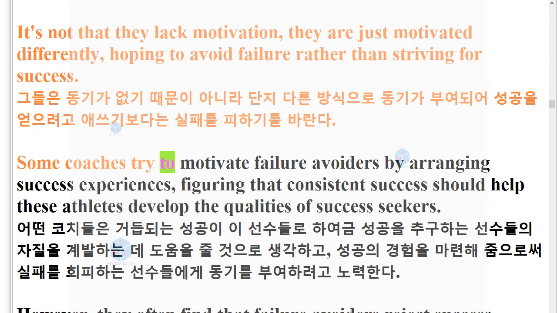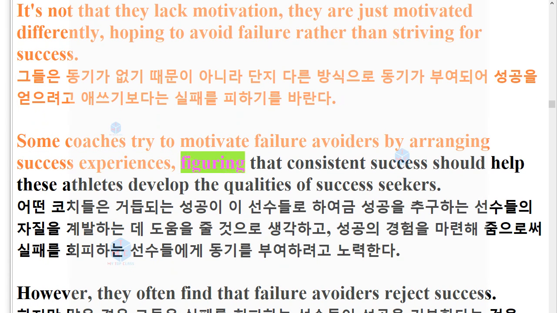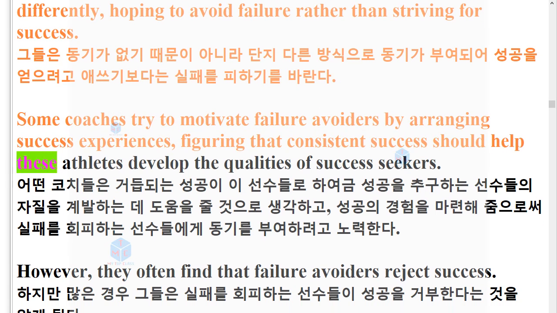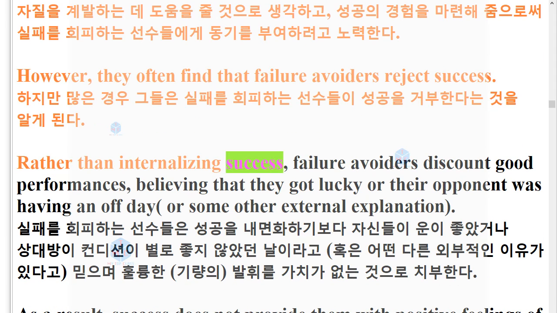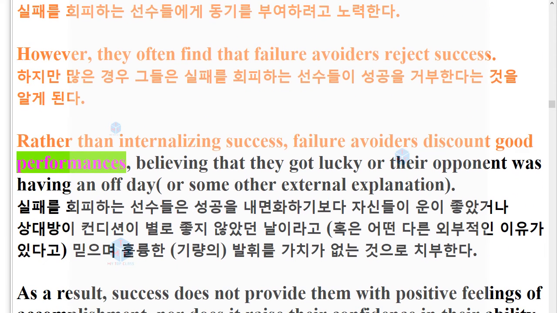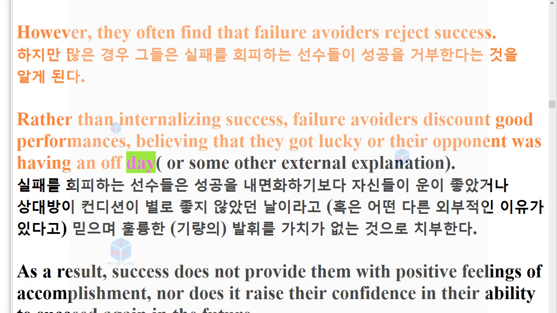Some coaches try to motivate failure avoiders by arranging success experiences, figuring that consistent success should help these athletes develop the qualities of success seekers. However, they often find that failure avoiders reject success. Rather than internalizing success, failure avoiders discount good performances, believing that they got lucky or their opponent was having an off day, or some other external explanation.